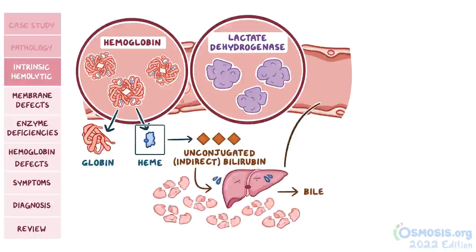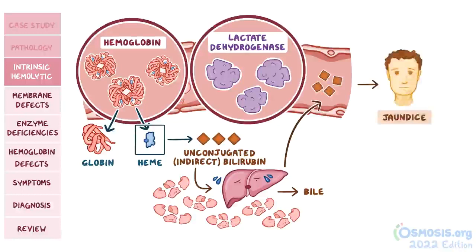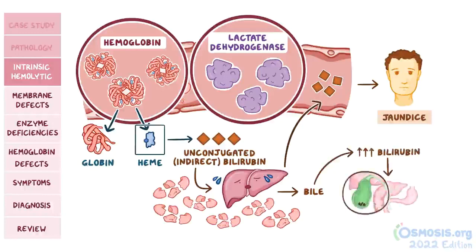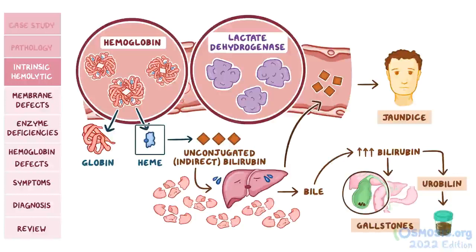the excess bilirubin stays in the blood and causes jaundice, where the bilirubin deposits in the skin and the eyes, causing them to turn yellow. Also, when there's too much bilirubin in the bile, it can form pigmented gallstones. Some of the bilirubin is converted to urobilin, which is what gives urine that yellow color. But if there's too much of it, the urine becomes a much darker tea-like color.